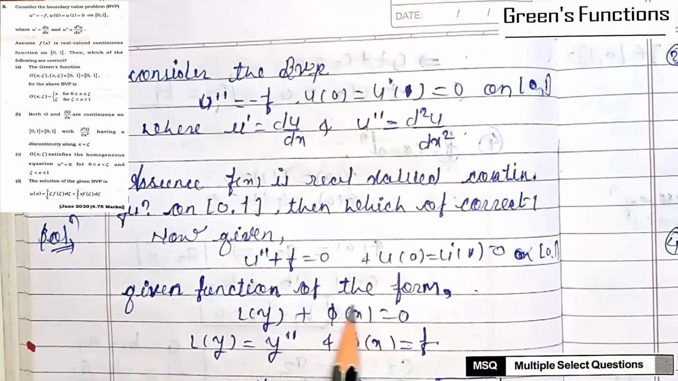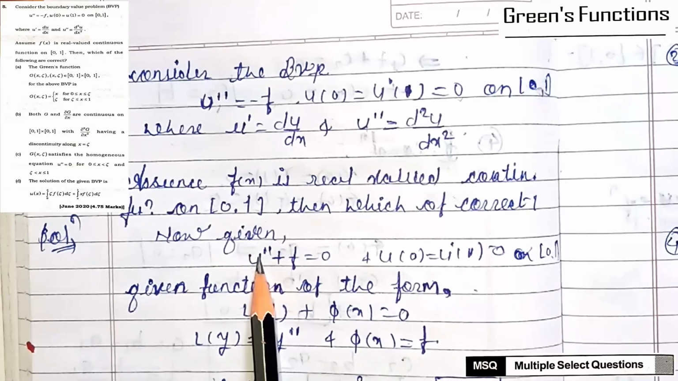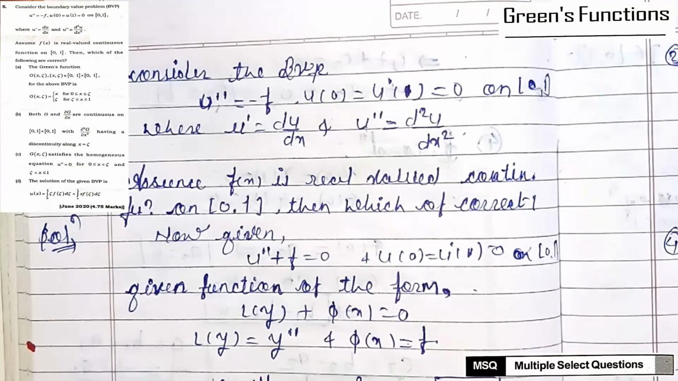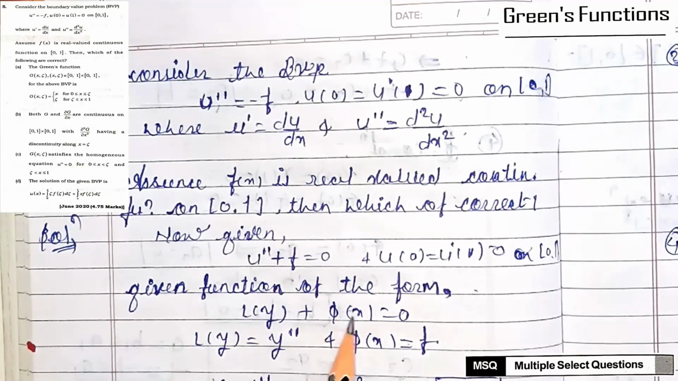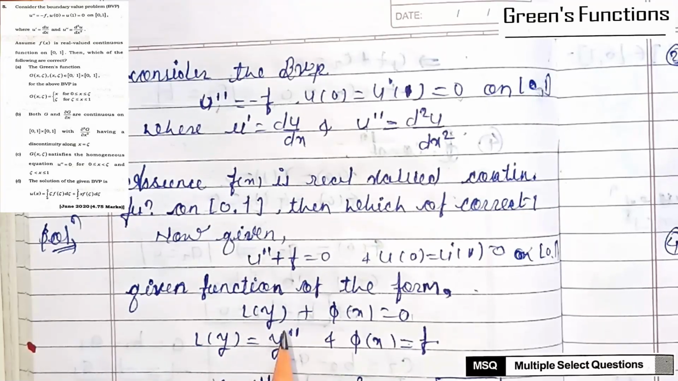The given function is of the form L of y, that means a double differentiation, as we do in our regular Green's function problems. So we apply a similar approach here. We have L of y plus phi of x equal to 0, and L of y here is y double dash.